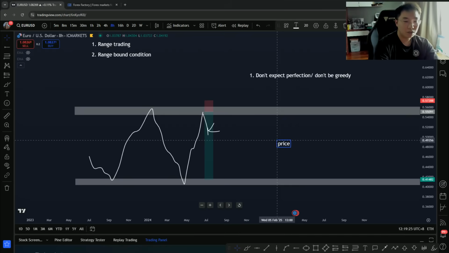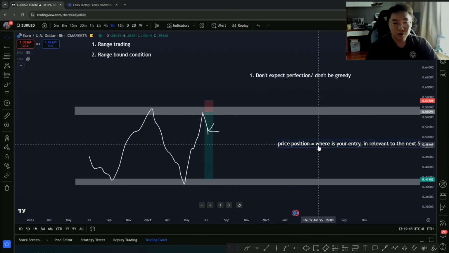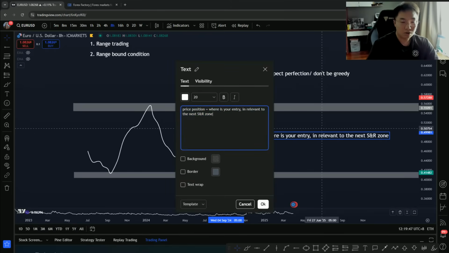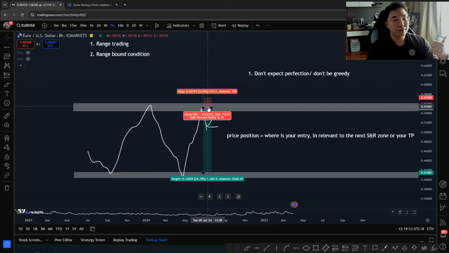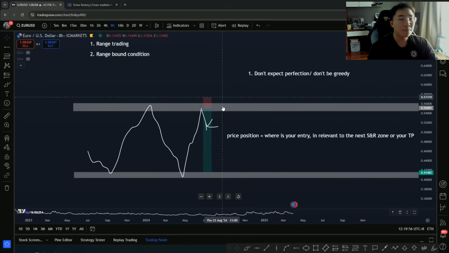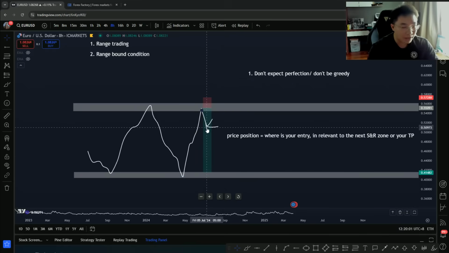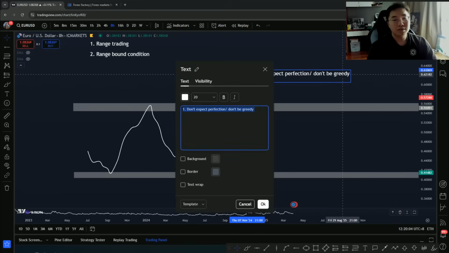So price position equals where is your entry in relevance to the next support. Just say SNR zone or your TP. So when you enter here, your price position is good because you have a reasonable stop loss placement level and you also have a very good entry. That will give you a 1 to 6. But the moment you chase it, you probably have a 1 to 2. Okay, so just remember.